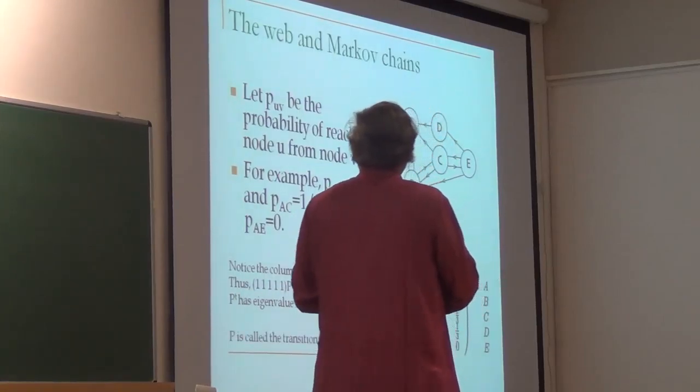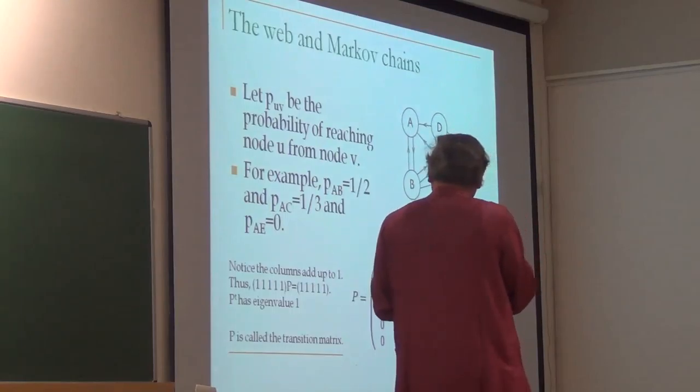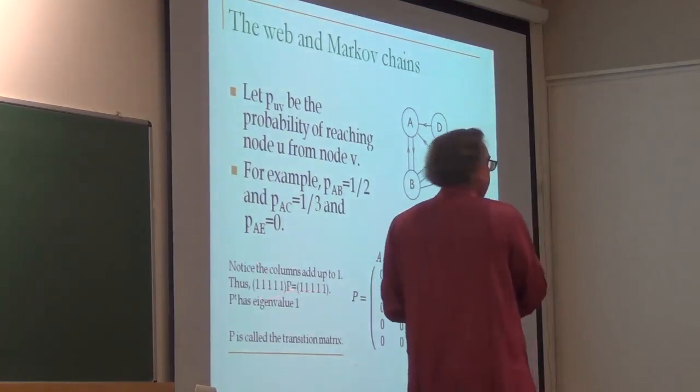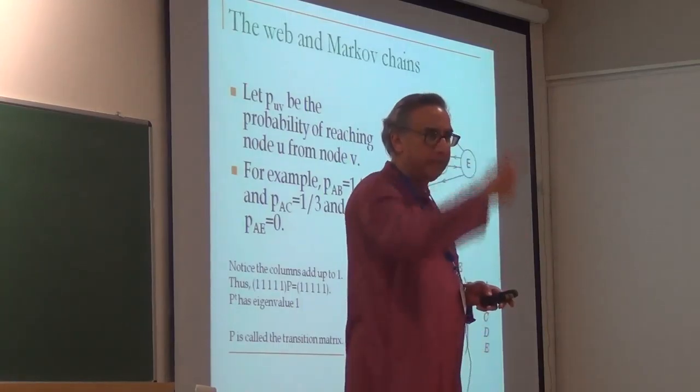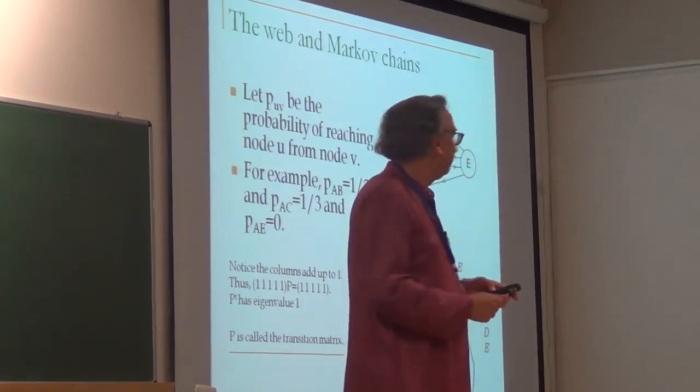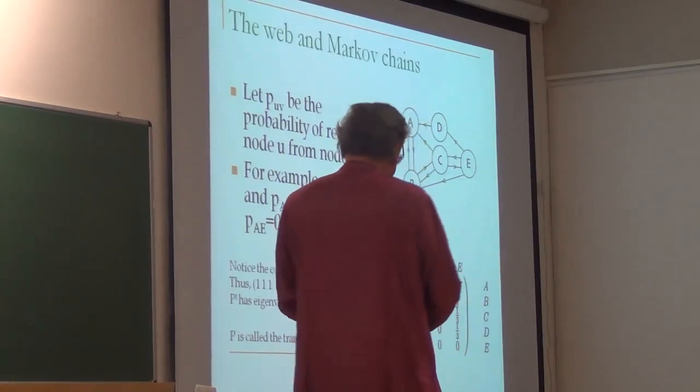So this particular fact tells us that P transpose has eigenvalue 1, with eigenvector given by the column 1, 1, 1, 1, 1. Let's keep that in mind.